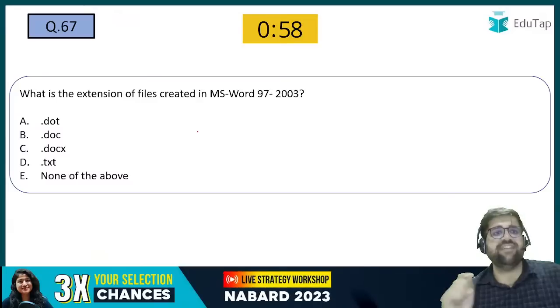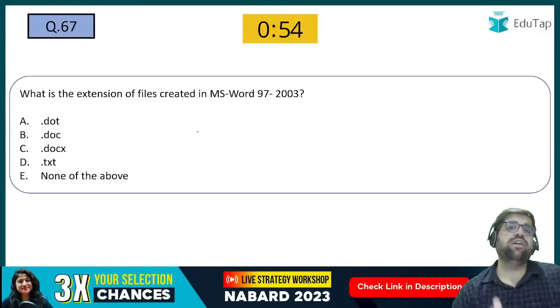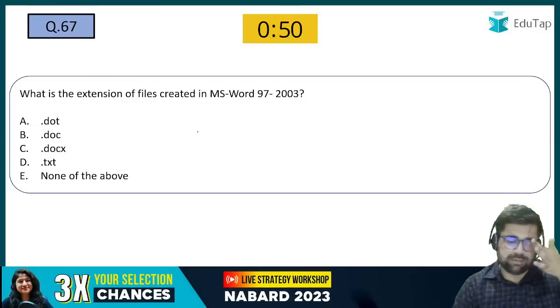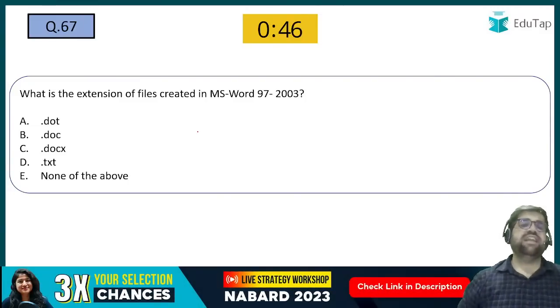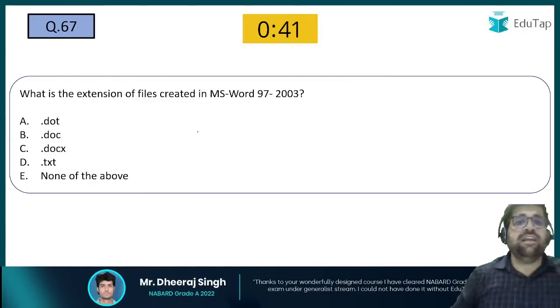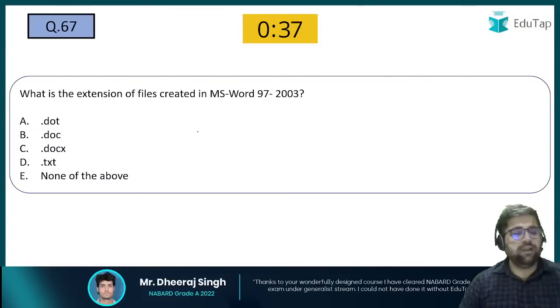Question number 67. What is the extension of the files created in MS Word 97 and 2003 version? What is the extension of files created by MS Word? Extension means what? The word that comes at the end of a file name, we call that the extension, right? So please tell me.